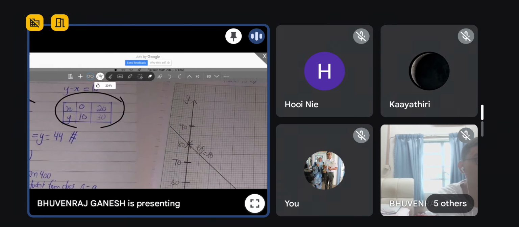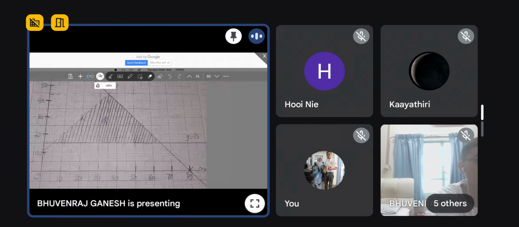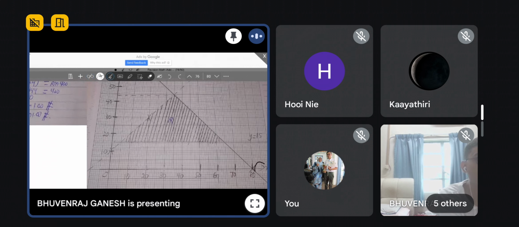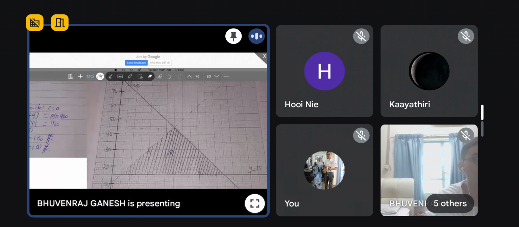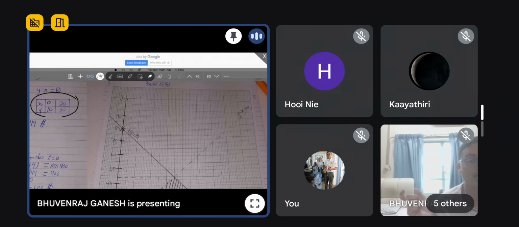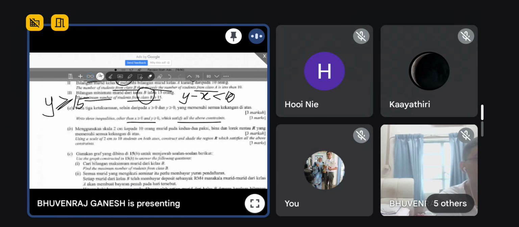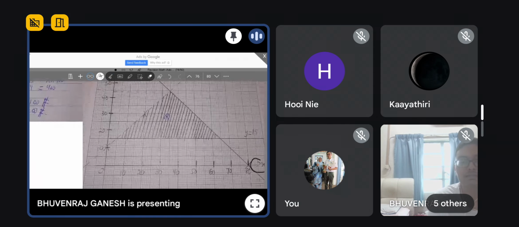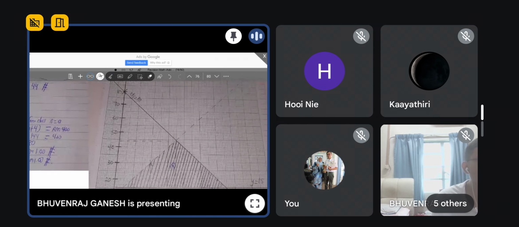So now you can plot already. When you plot your graph, kamu akan dapat macam ni. Make sure label X and Y. X-axis, Y-axis. Skala, refer the question. Ikut skala yang diberi dalam soalan. 2 cm to 10. So you plot 2 cm to 10.